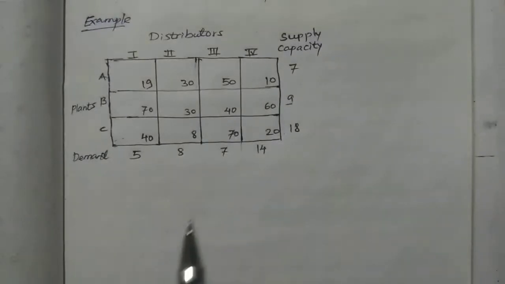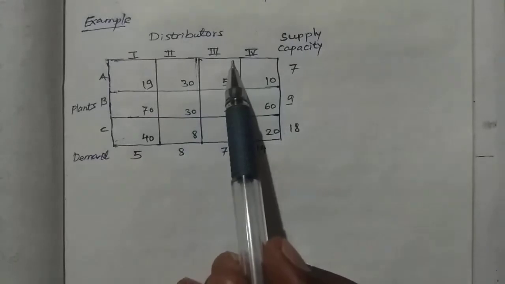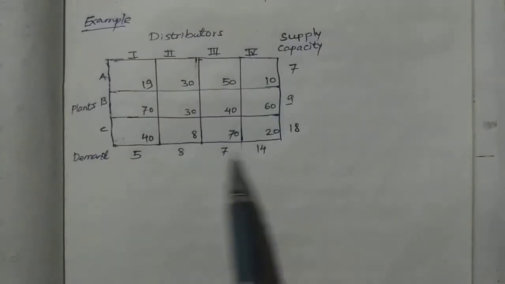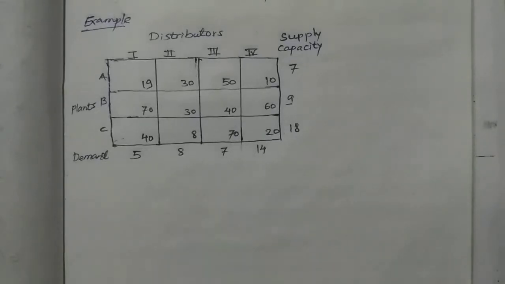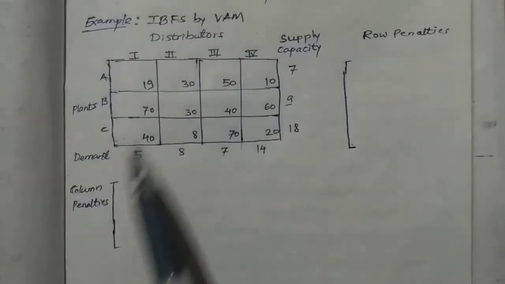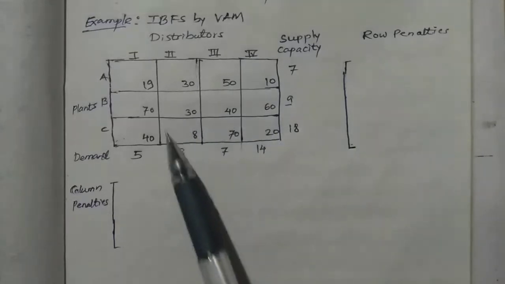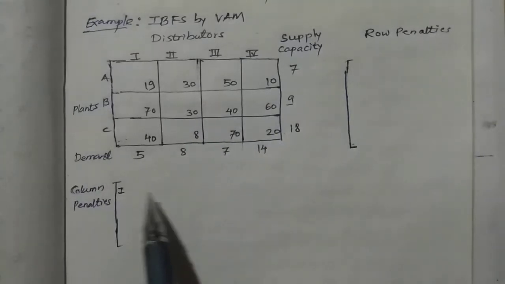Hello friends, in this lecture let us obtain the IBFS by VAM and then we will solve this transportation problem for optimality by using Modi method. So let us obtain first the IBFS by VAM. To find IBFS by VAM we require column penalties and row penalties for making allocations. So let us find out first the penalties along the columns.